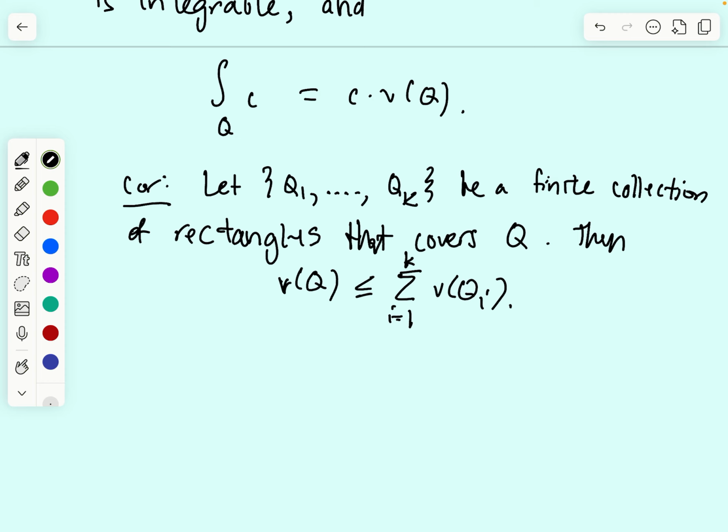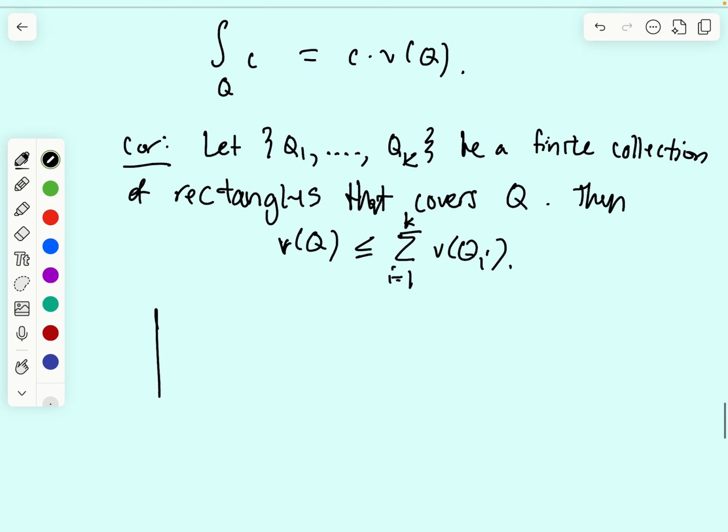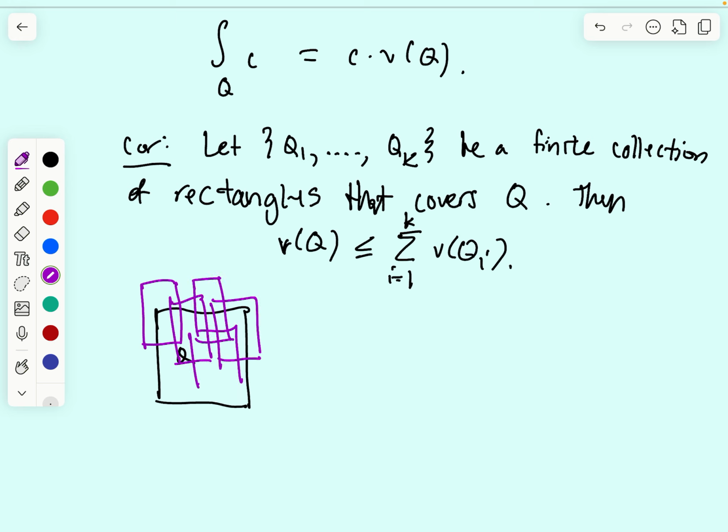Again, I'm going to skip the proof, but the proof is not very hard. If you have a rectangle like this, so let's say this is Q, and then you have a bunch of rectangles that cover Q, intuitively, of course, the volume of Q should be less than or equal to the sum of the volumes of the Qi's.